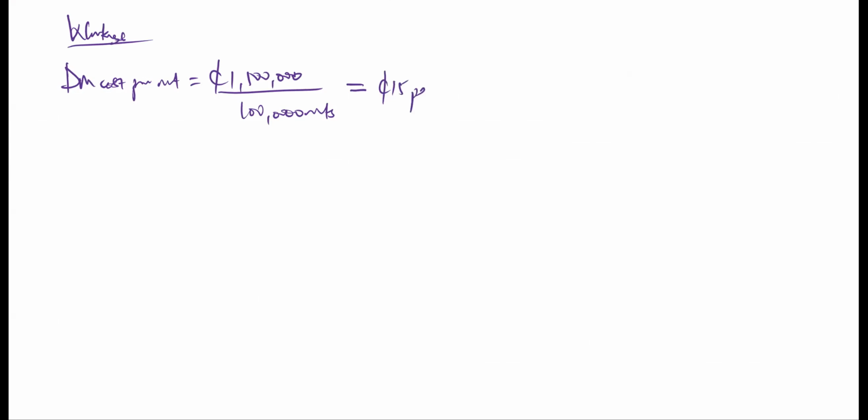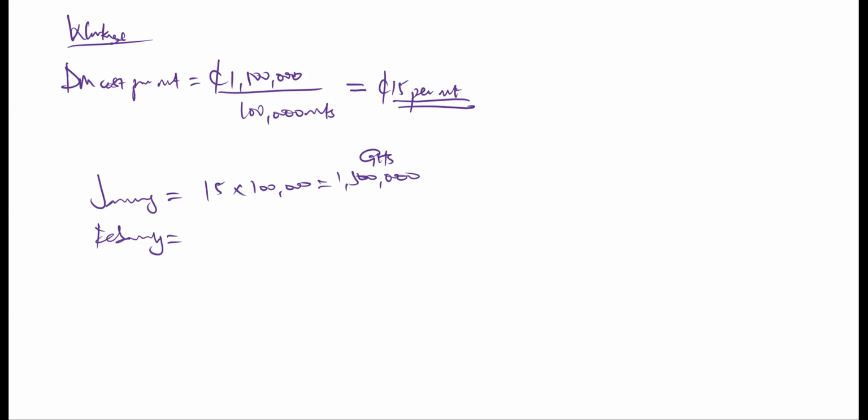15 cedis per unit. Since it's 15 cedis per unit, that means January would have been 15 by 100,000, and that's what gave us the 1.5 million. Do you all agree? Yes, sir.